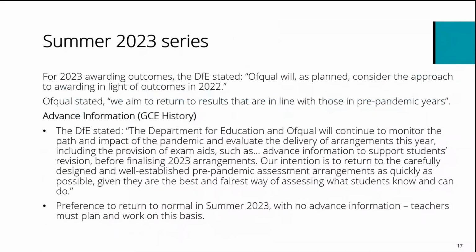In terms of 2023 award and outcomes, Ofqual have stated that they aim to return to results that are in line with those in pre-pandemic years. And for anyone who's teaching A-level history, there'll be no advanced information available for students in summer 23 as there was in summer 22. So the preference is to return to a normal exam series next summer.